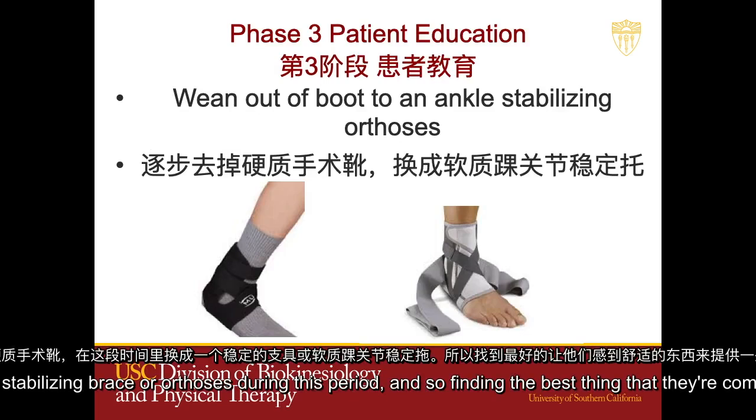So we want to start weaning them off of the big boot and into more of a stabilizing brace or orthoses during this period. And so finding the best thing that they're comfortable in but still provides some ankle support is kind of what your goal is.